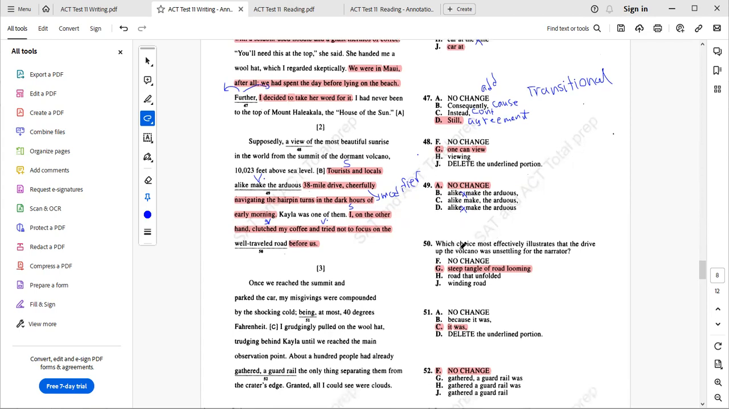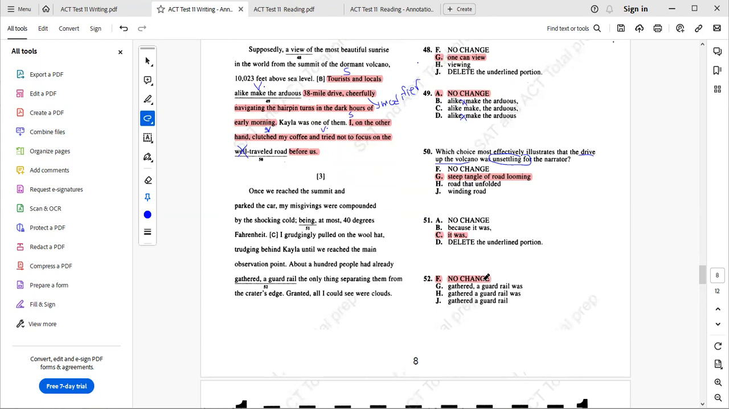Let's find. Which choice most effectively illustrates that the drive of the volcano was unsettling for the narrator? I need something to show that this drive was unsettling, something that is hard, something that caused trouble for the narrator. Well-traveled road? The man tells you trouble, unsettling. How do you tell me well-traveled? It's grammatically correct though. Steep tangle of road looming. Steep means something slippery, something tilted. Road that unfolded, it can be also. Winding road, it can be, but unfolding and winding is the same answer. It's better to say steep tangle of road looming.